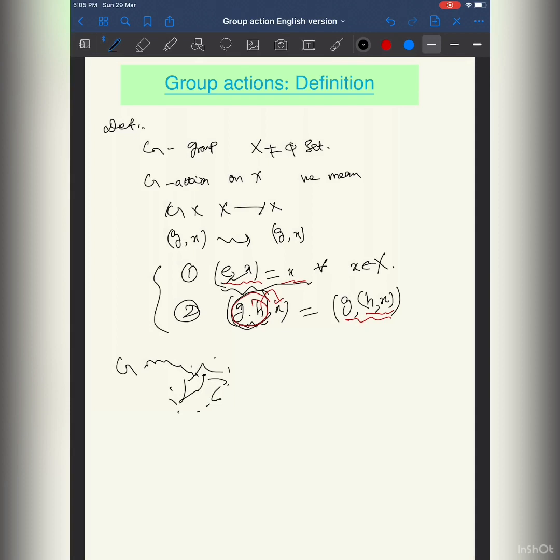So after this definition, we say X is a G-set. Such an action happened, then X is called a G-set, and we denote it like this.